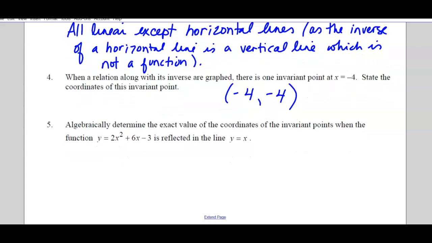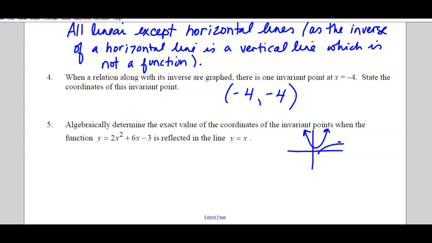Okay, algebraically determine the exact value of the coordinates of the invariant points when that is reflected in the line y equals x. So it's like a system of equations, right? Do not find the inverse of this, though, and set them equal. If this is a problem, I don't even know what it looks like, but let's say it's something like that, okay?